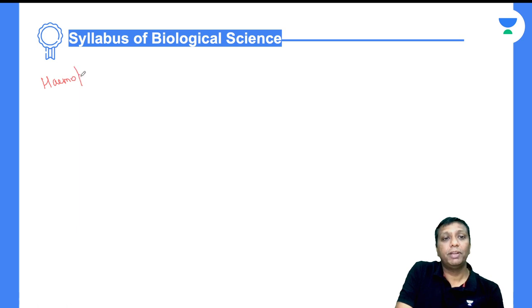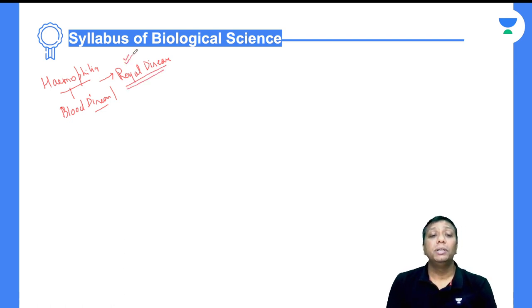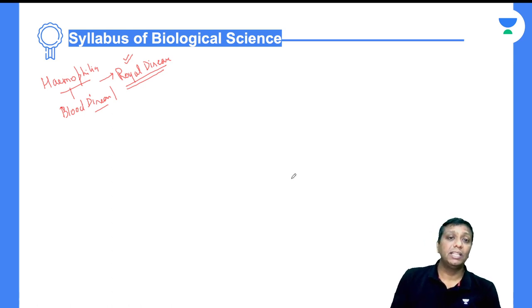First of all, I will explain hemophilia. See guys, hemophilia is a blood disease, always remember, it is a type of blood disease. Actually, this disease was first identified in the British Crown family members, and that's why this disease also became popular by the name of royal disease. Why? Because the first time this disease was identified was in the British Crown family, and that is the reason it is also popular as royal disease.